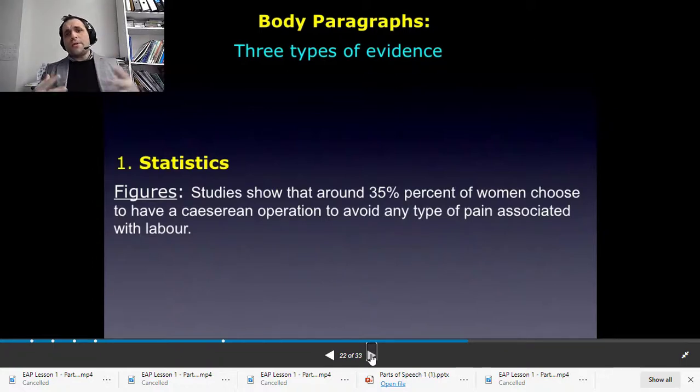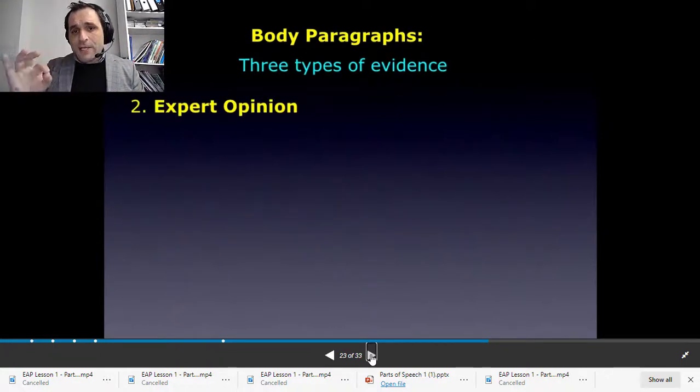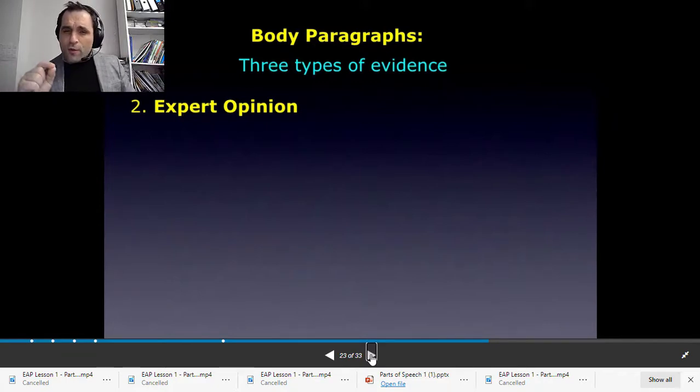The second way to give evidence is expert opinion. We talked about that before, right? If you want to write about cancer, right, which is a very horrible problem. It's a very big health problem, all right? People get cancer, they die. Sometimes they are not treated. They cannot be treated well. There's no cure.